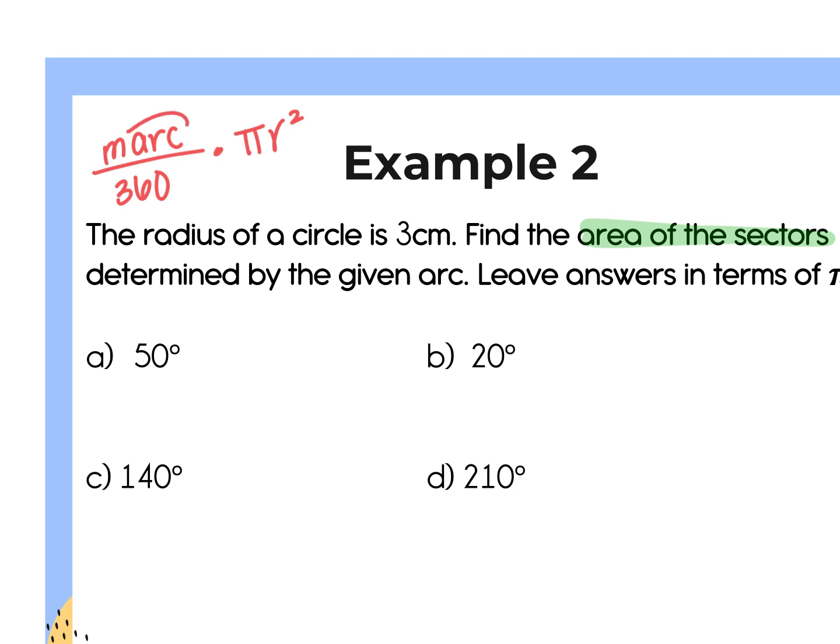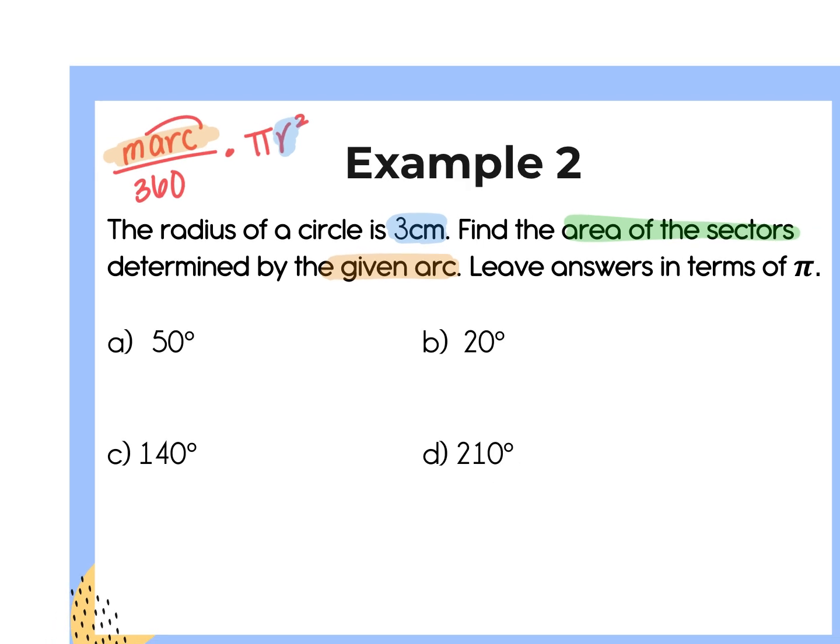Reading the question, it says, the radius of a circle is 3 centimeters. So they will be giving you some sort of information, and they're giving me my radius. Find the area of the sectors determined by the given arc. So the arcs, they're giving to me. All the measurements here, A, B, C, and D, are my arcs. That's what I'm plugging in for arc. And then it says leave your answer in terms of pi, so I don't need a calculator. So I'm going to do A and B. Do not write anything down. Just look at the board and pay attention.